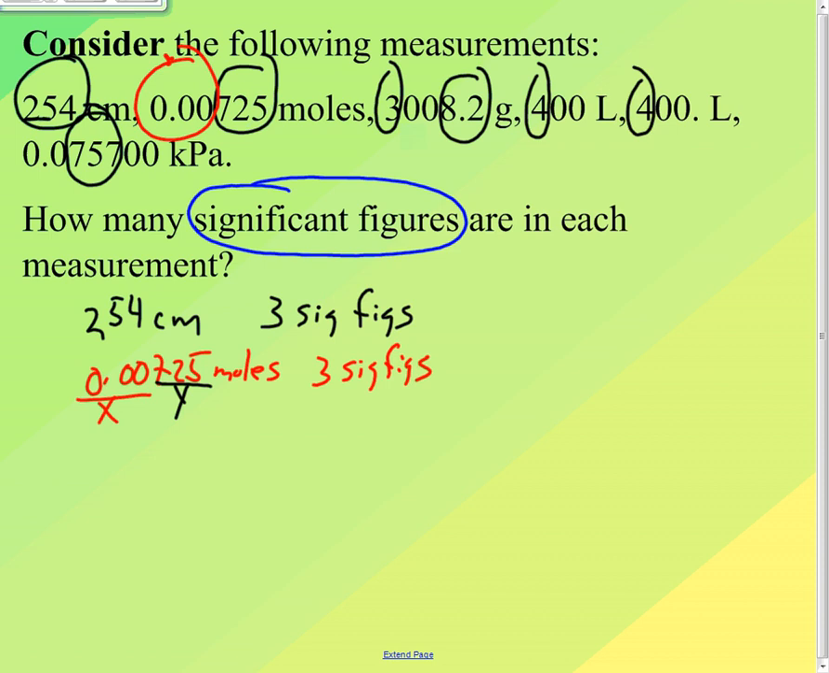Now, moving over to the next question. I have 3008.2. Do I have any zeros before my first non-zero? No, so that doesn't apply. Do I have any zeros before this 400? No. Do I have any zeros before my 757? Yes, I do. I've got two zeros here. These guys are not significant. Okay, good. Let's learn some more rules.